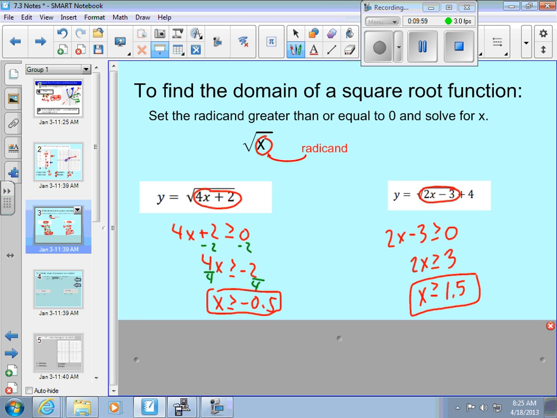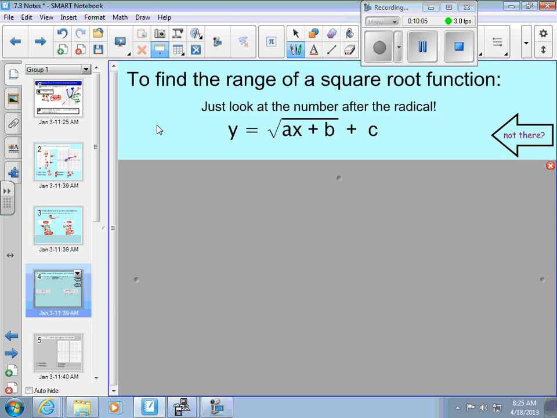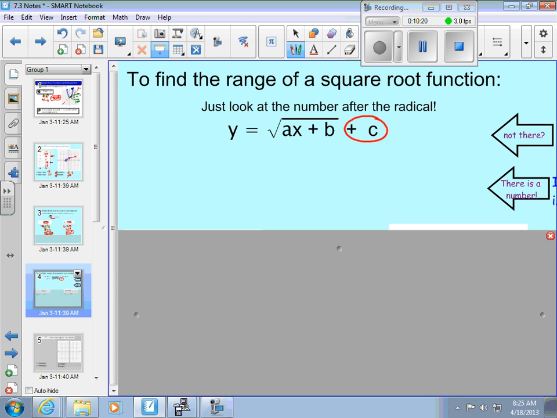All right, so that's domain. How about range? How do you find the range of a square root function? The range, you just want to look at the number after the radical or after the square root. So whatever this number is, that's what's going to tell you what the range is going to be.